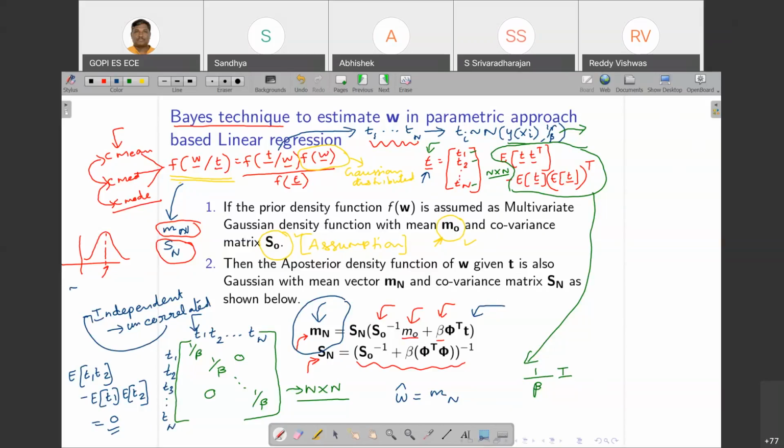But the variance is the expectation of T1 square minus the expectation of T1 whole square. We assume that the variance is the same for all the elements T1, T2, T3, up to Tn, and hence the values are going to be 1 by beta. We chose 1 by beta purposefully to make beta come comfortably in this expression. Otherwise, you will have 1 by beta in this expression, which may not look good. So we have chosen 1 by beta as the variance of the noise.